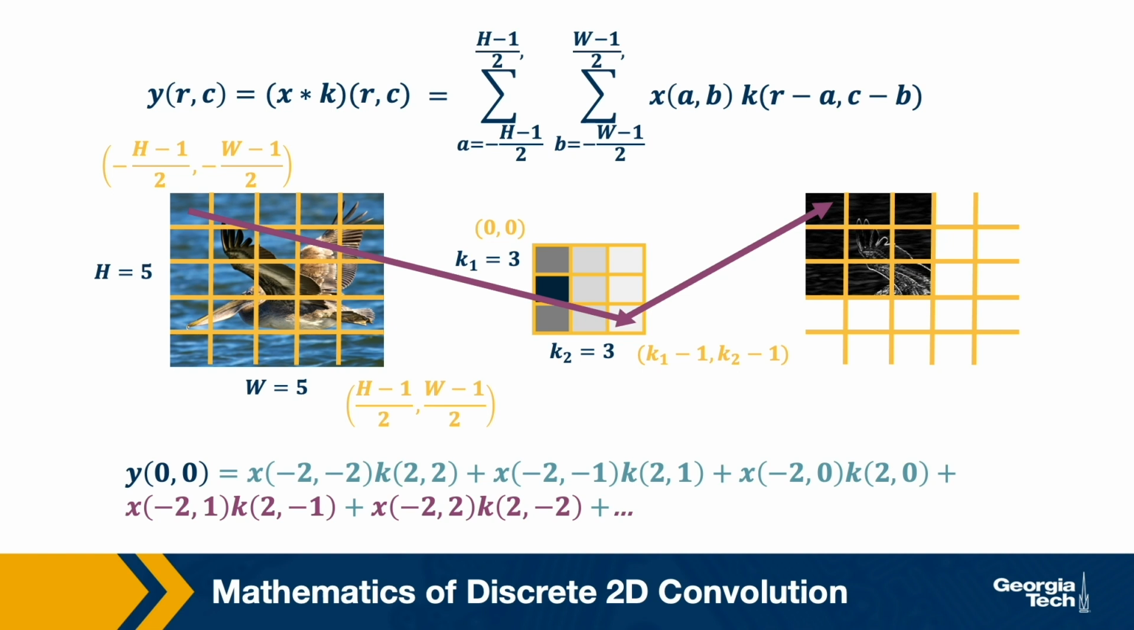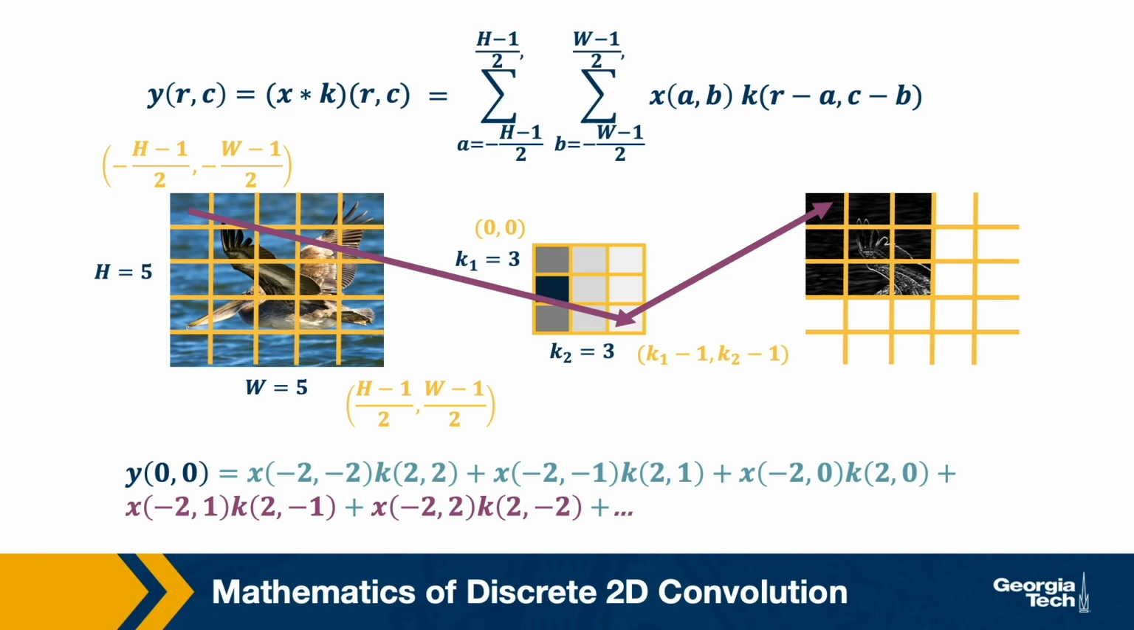And again, because we're looking at y of 0, comma 0, r equals 0 and c equals 0. So if you work it out, the actual kernel pixel that we're multiplying it by is r minus a, which is 0 minus -2, which is 2. And the same for the second coordinate. And so we're multiplying x of -2, comma -2, again, the complete upper left pixel in the image, with k of 2, comma 2, which is actually the lower right of the kernel. And this is actually what's representing the flipping operation.